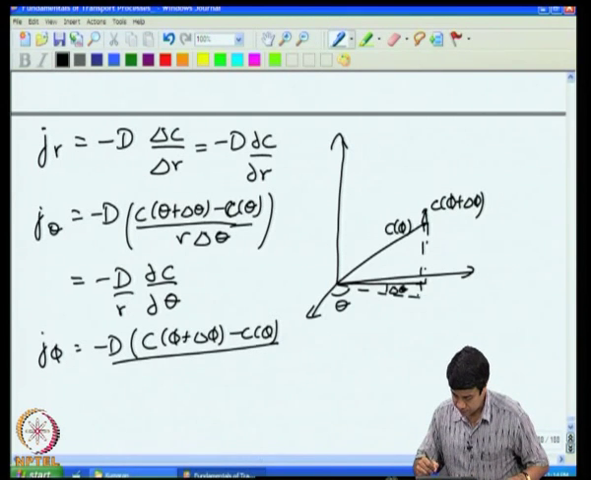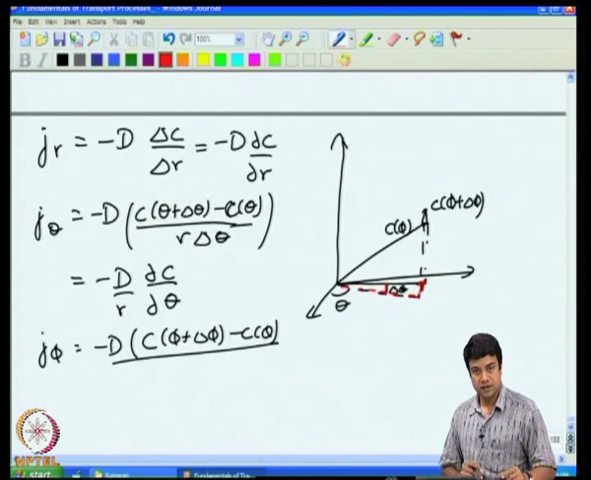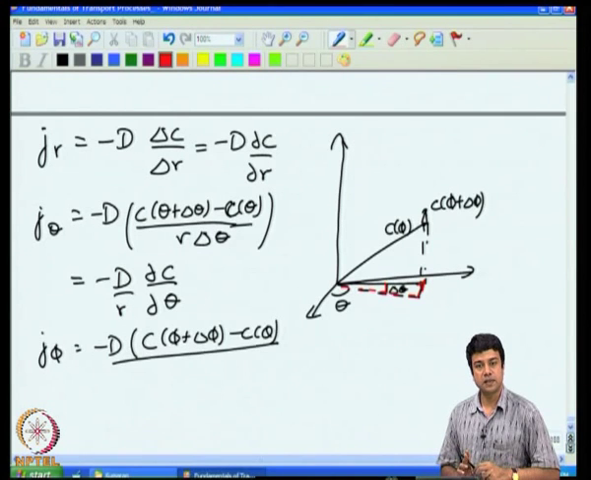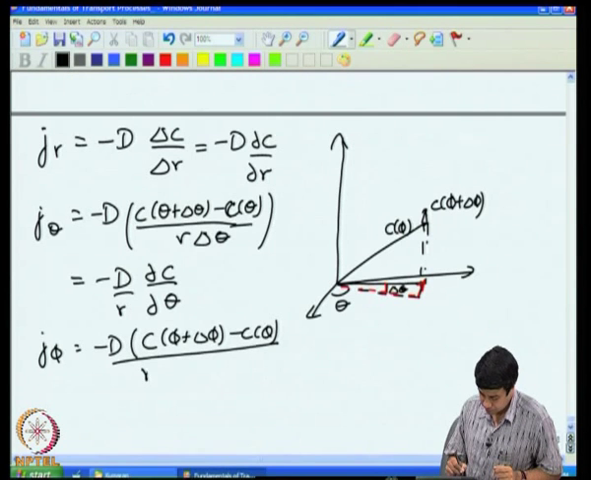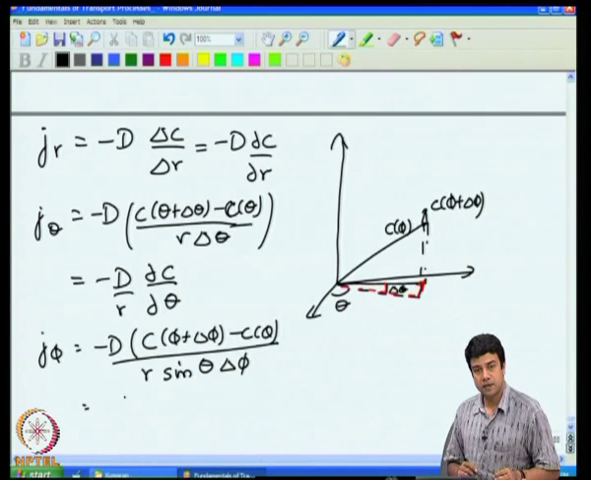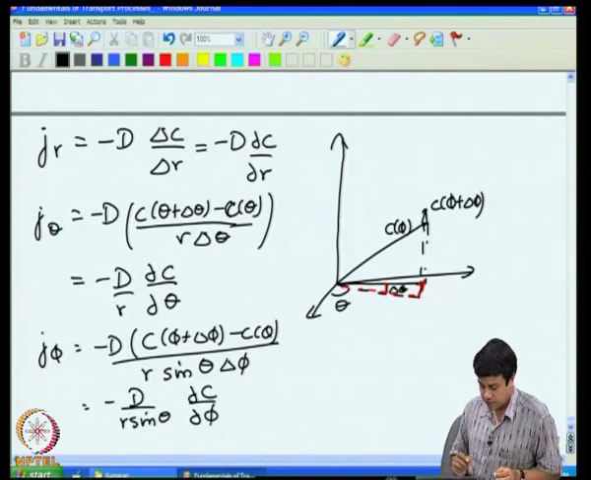What is this distance travelled? This distance travelled is equal to the angle delta phi times this radius. That radius is equal to r times sine theta, because r cos theta was equal to the z distance, and the square root of x square plus y square was equal to r times sin theta. Therefore, the distance travelled is r sin theta delta phi, which if I take the limit of delta phi going to 0 gives J phi equal to minus d by r sin theta partial c by partial phi.